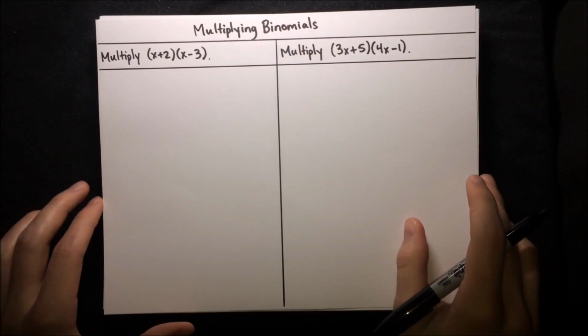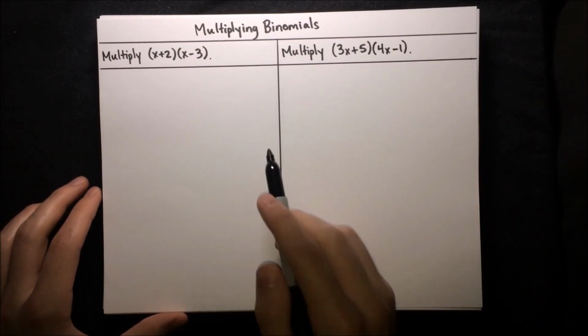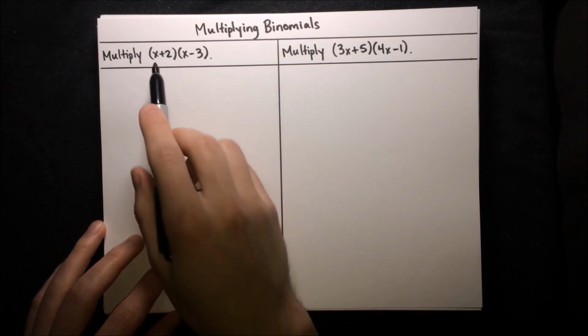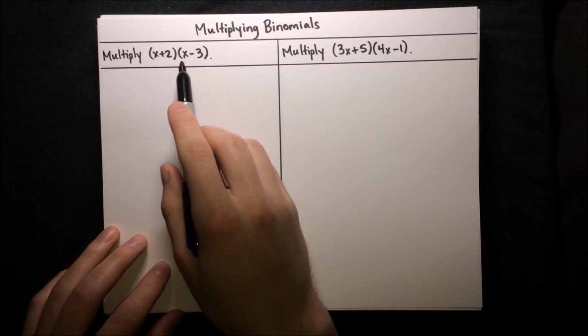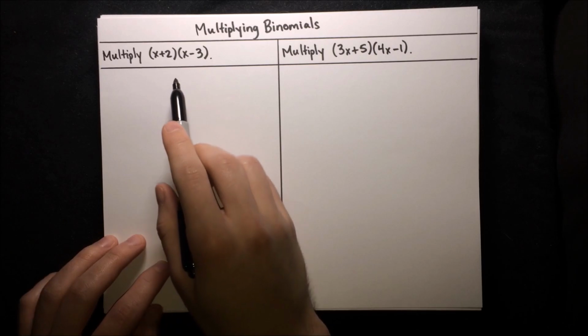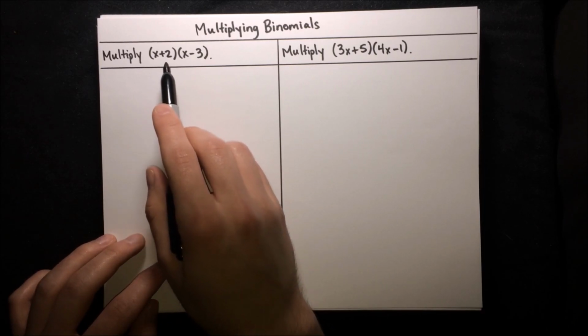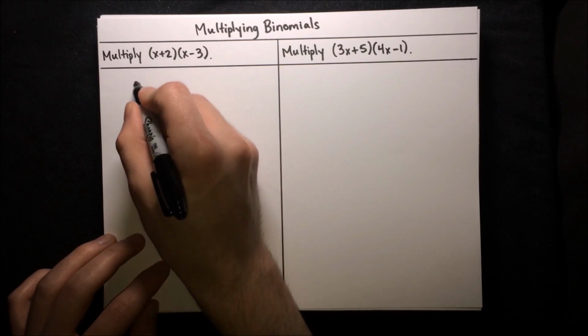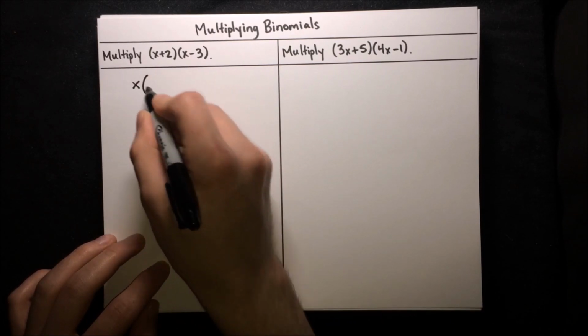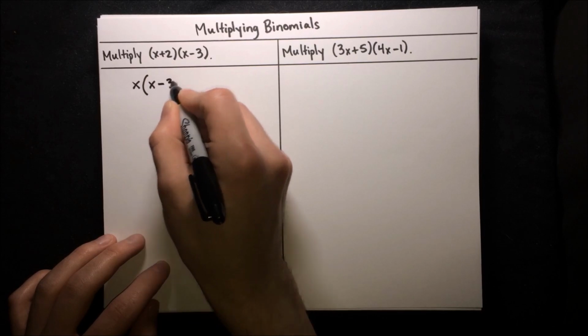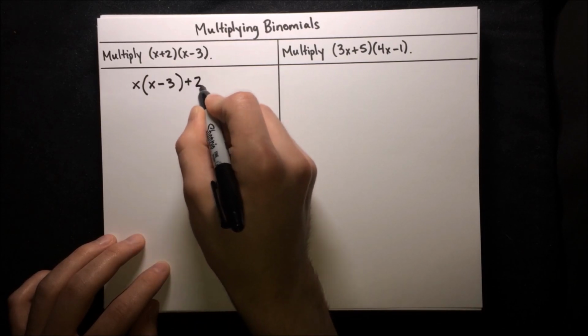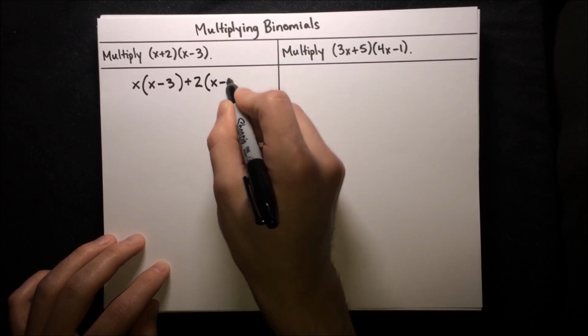Now that we know how to multiply binomials, why don't we go ahead and do some more exercises. So multiply x plus 2 times x minus 3. Again, we just use the distributive property, so each term in this x plus 2 multiplies this binomial here. So we have x times that binomial, x minus 3, and then plus 2 times that binomial, x minus 3.